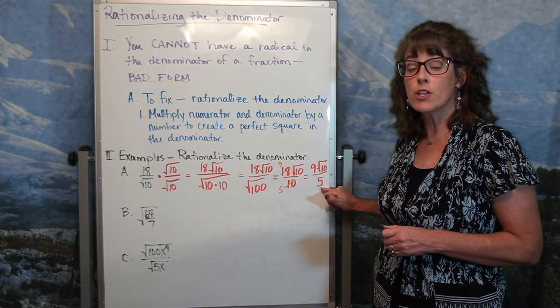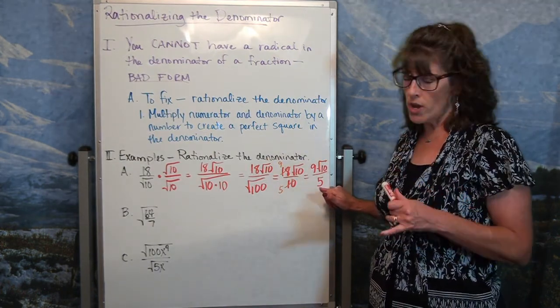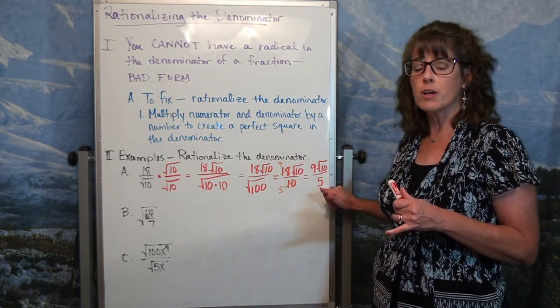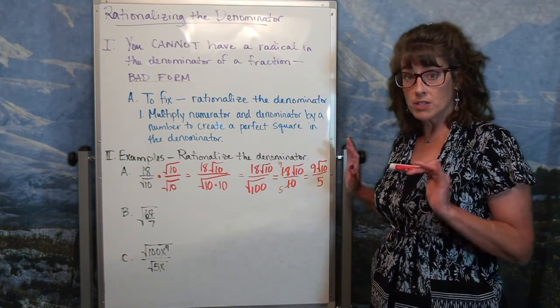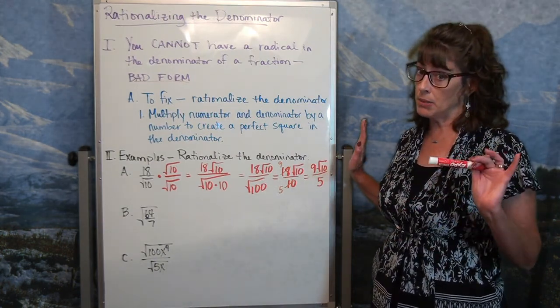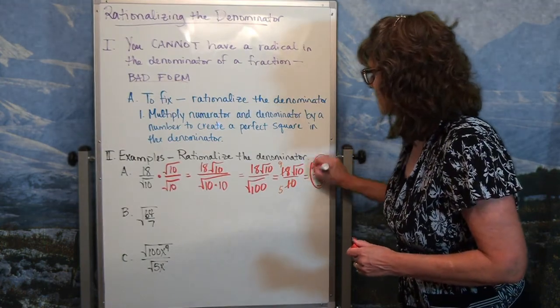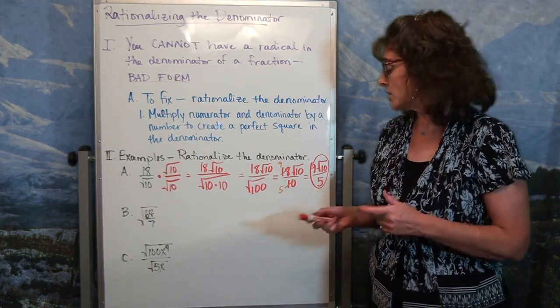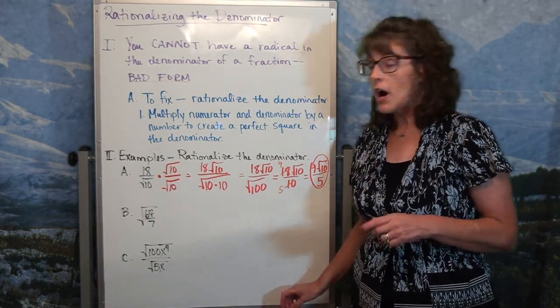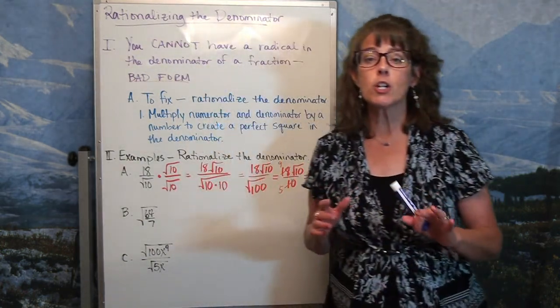The 5 is not underneath a radical. Quotient rule says, oh yeah, if they're both under a radical, go for it. But these are not both under a radical. The tent, he's outside, he's inside, can't play together. So this is as simple as it will get. 9 square root of 10 over 5. All right, let's try just a couple more just to make sure we're really good at this.